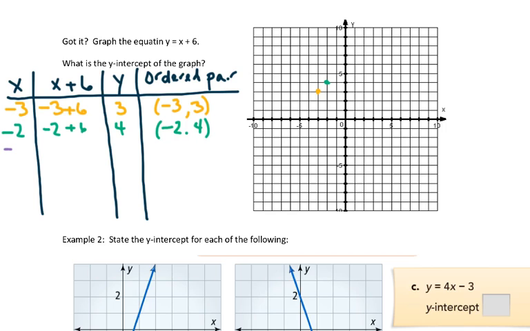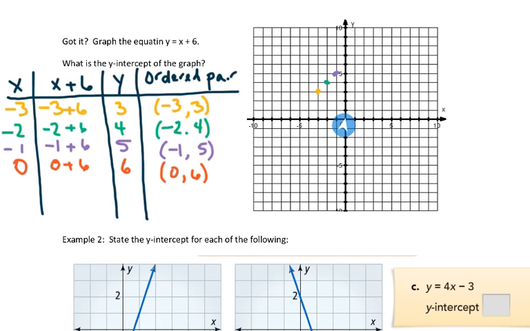Let's do -1. -1 plus 6 is 5. So (-1, 5) is on my graph. So I'm going to plot -1 on the x, 5 on the y. So it's right there. Go ahead and plot that point. Next, I'm going to have 0. So 0 plus 6 is 6. So it's (0, 6) on my graph.